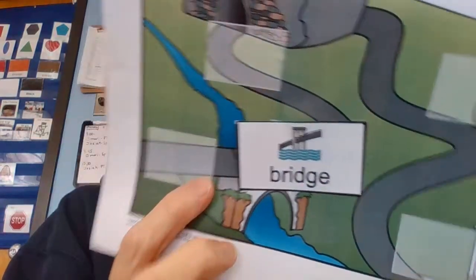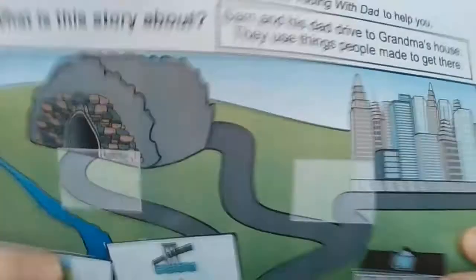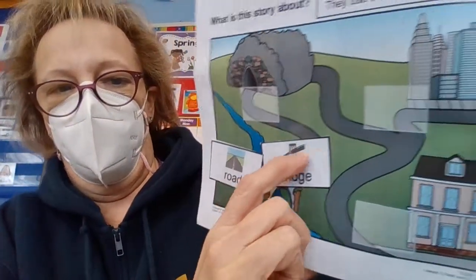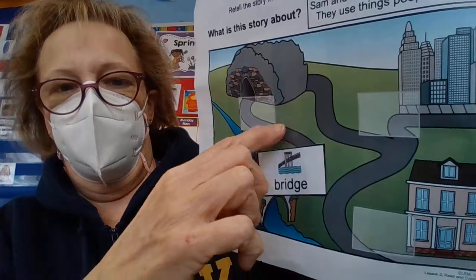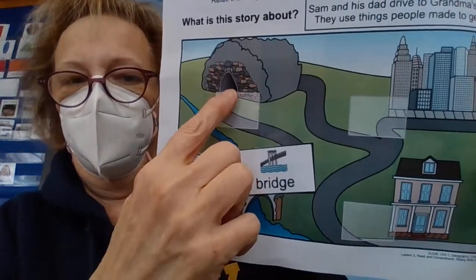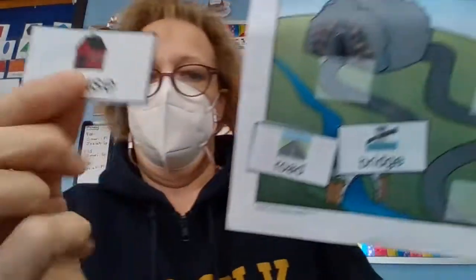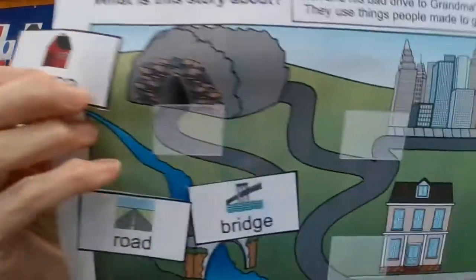I guess we missed this one first. And that would be the road. They drove on the road first. Oh, putting it upside down. So first they went over the road, onto the road. They went over the bridge. And then they had to follow the road this way. And then what did they come to? Did they come to a house? Or did they come to a tunnel?